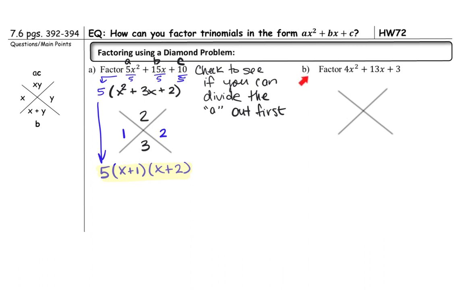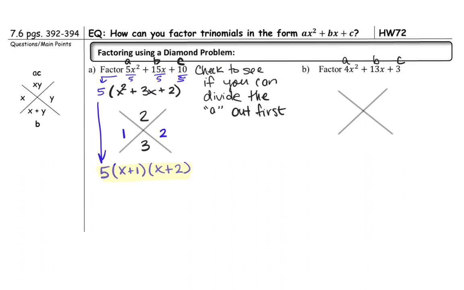So if you take a look at letter B, we have 4x squared plus 13x plus 3. This 4 cannot be divided out of the 13 or the 3. So what we have to do is apply a different strategy to the diamond method. So when there's a coefficient, that's going to be your A term. So the 4 is your A, the 13 is your B, the 3 is your C.